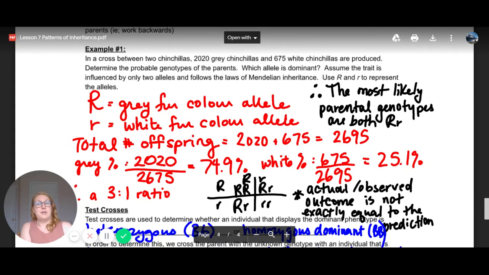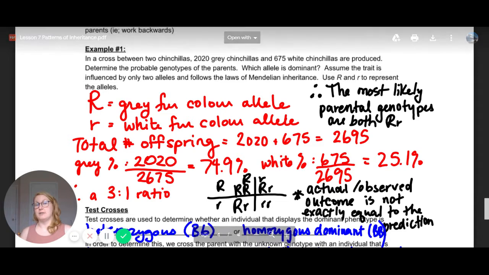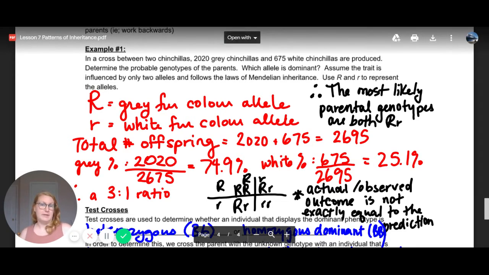Based on the description, I see that there are lots of gray and there are only a couple of white. So immediately I start to think, well, gray is probably dominant. The other thing that you can do is actually think of the percentages. If we think of the total of this, which is 2,695 actually, if I add these two together, then I will find that it is about a 3-to-1 ratio. So for every 3 gray chinchillas, there's approximately 1 white chinchilla.